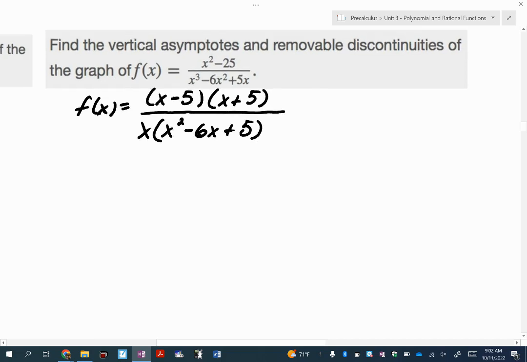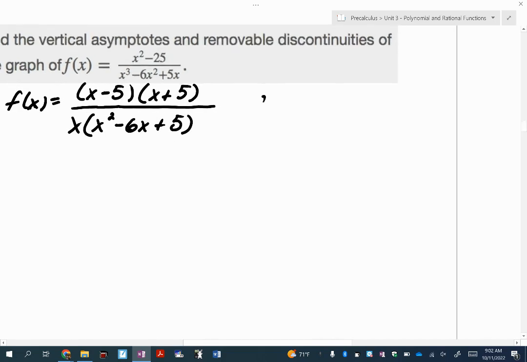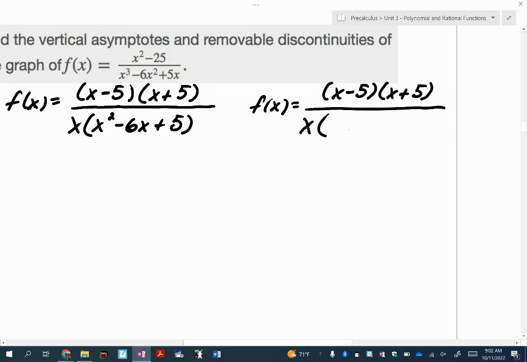All right, keep going. So I'm going to have the top stay the same, which is x minus 5 times x plus 5 all over, copy down this x. So now if I factor that trinomial in the bottom, I get factors of 5 that add to negative 6. That's negative 1 and negative 5. Okay? So when you multiply those, you get positive 5. When you add them, you get negative 6.